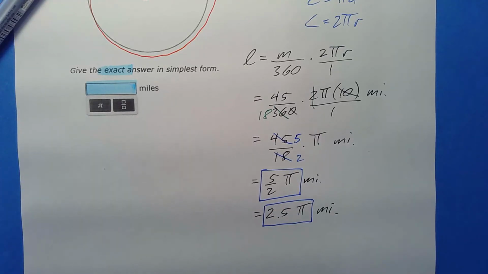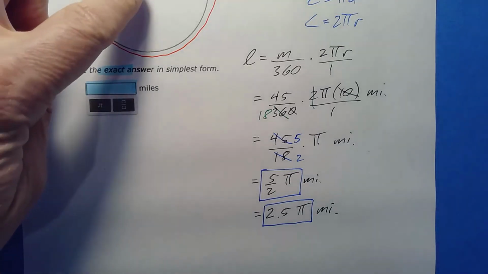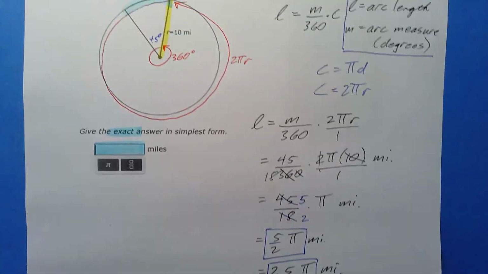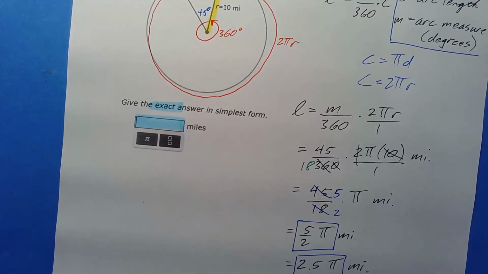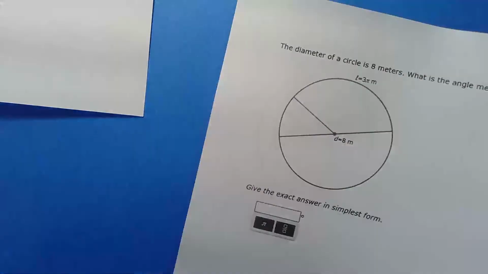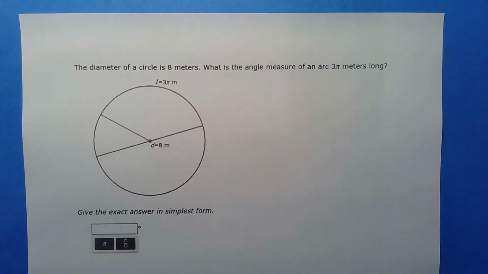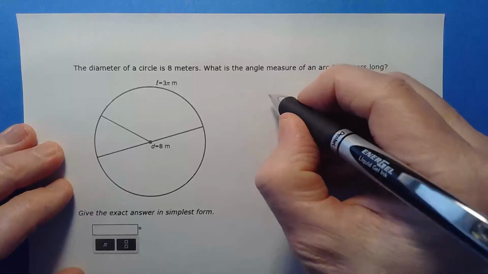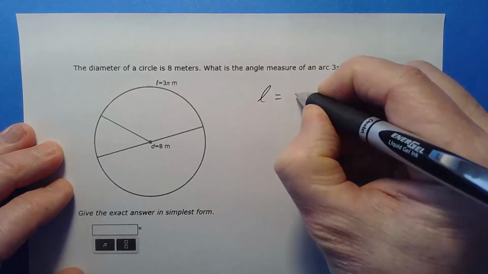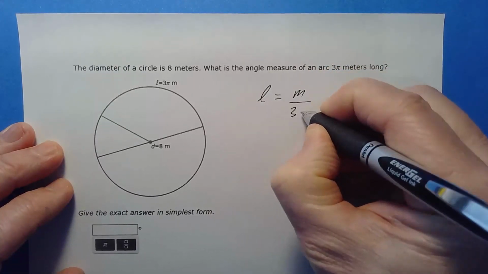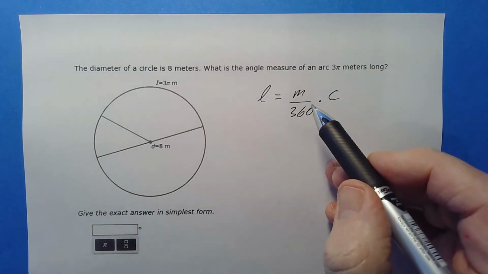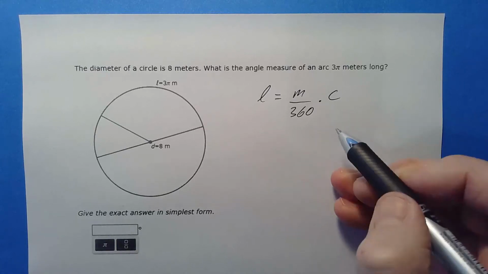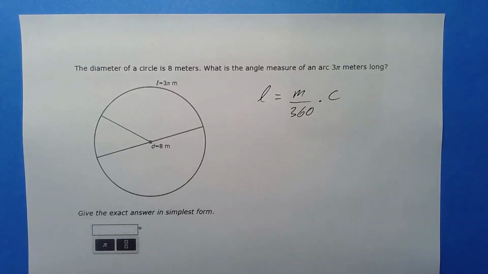Okay, let's now look at another problem. All right, this is one where we were knowing the measure of the angle in terms of degrees and finding the length. Now we're going to go the other way. Now, if we're going the other way, again, now we've got that same formula, right? So I have that formula. I can write it down up here. I've got L equals M over 360 times C, right? But that's not really the way I want it, right? Because in this case, it's a little different, right?